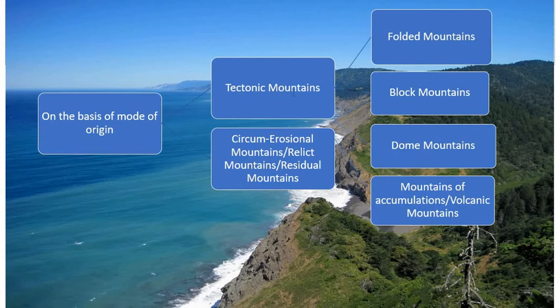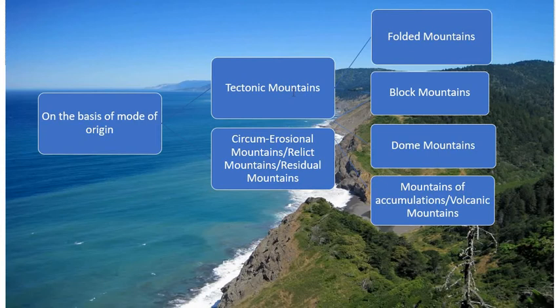Tectonic mountains are again divided into four types. One is folded mountains, next is block mountains, then dome mountains, and mountains of accumulation. So the first one is the folded mountain. Folded mountain is formed because of the tectonic activities, due to the endogenetic forces of the earth.